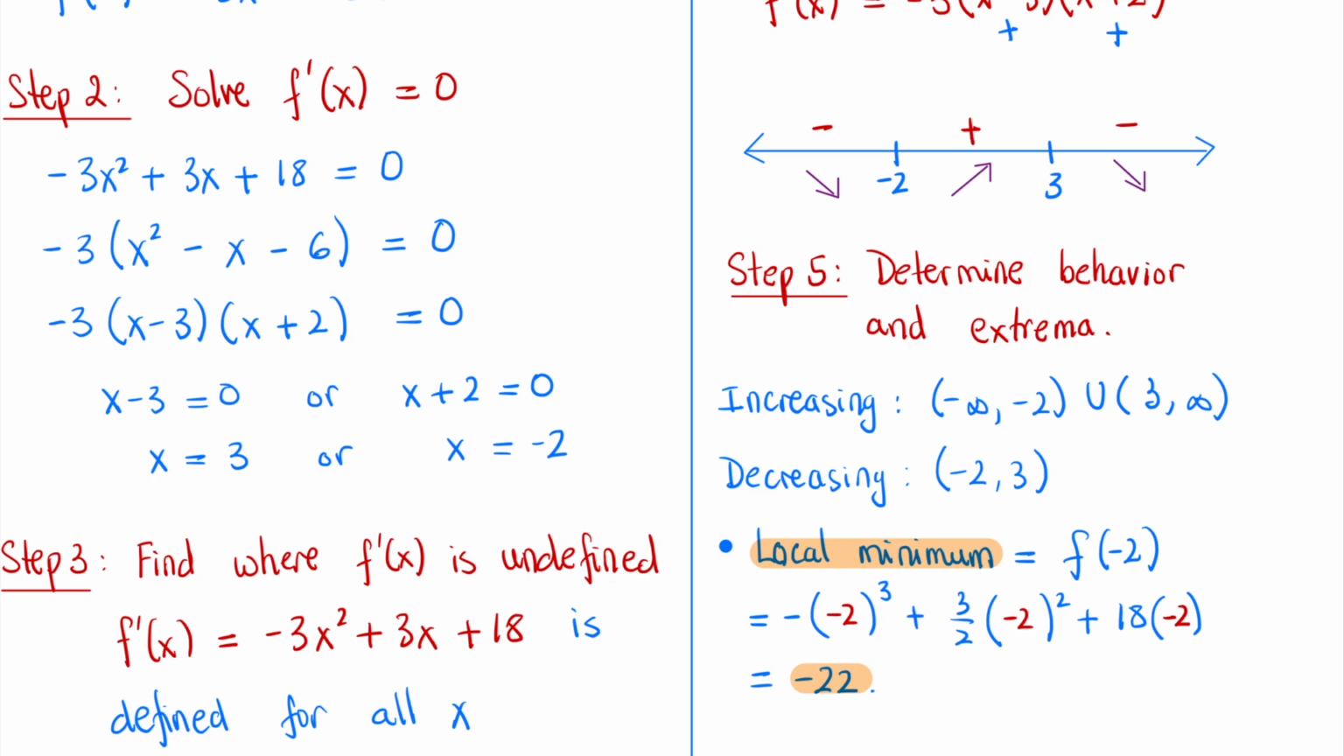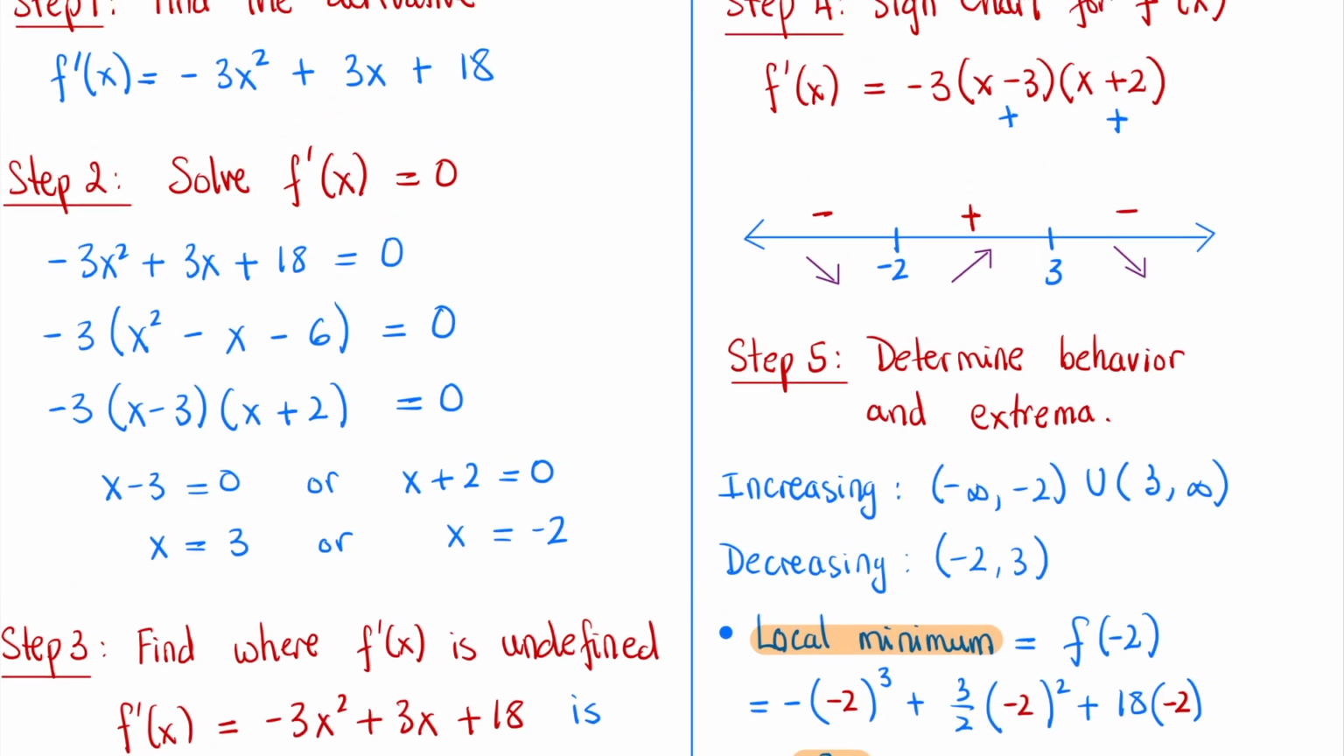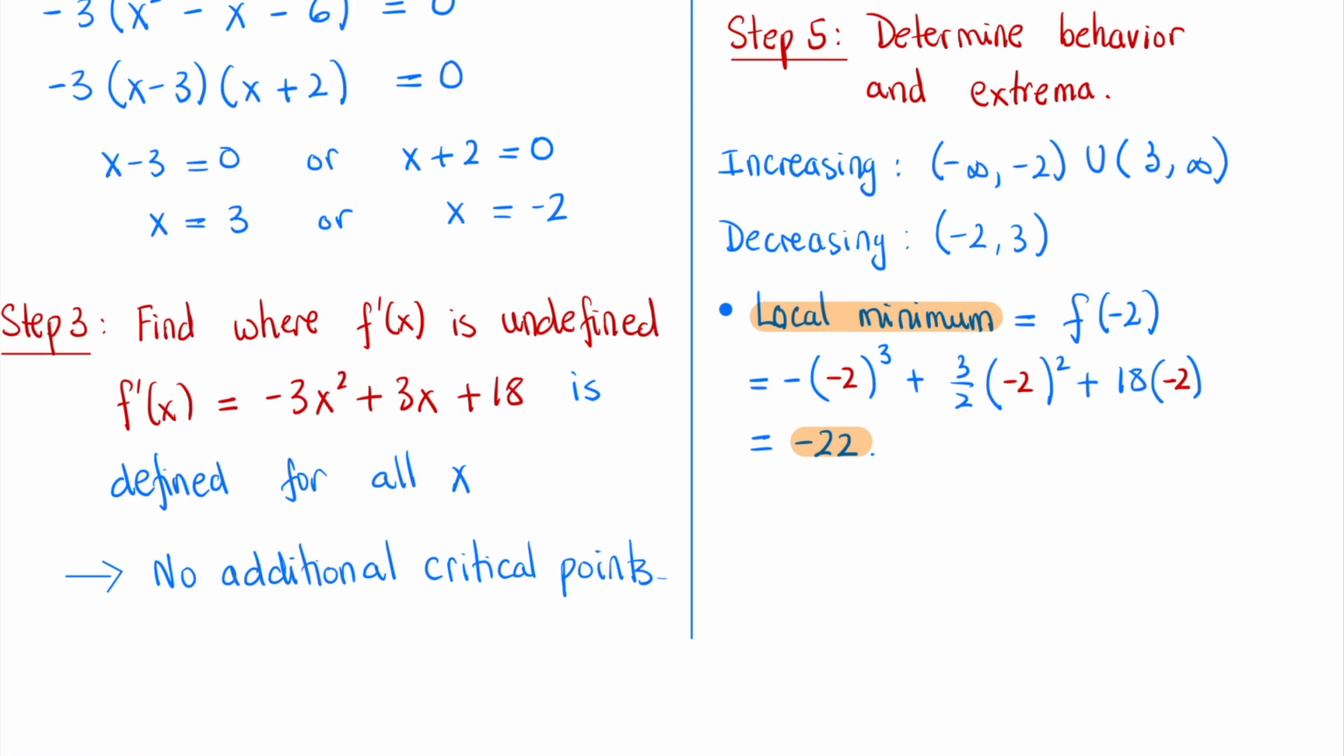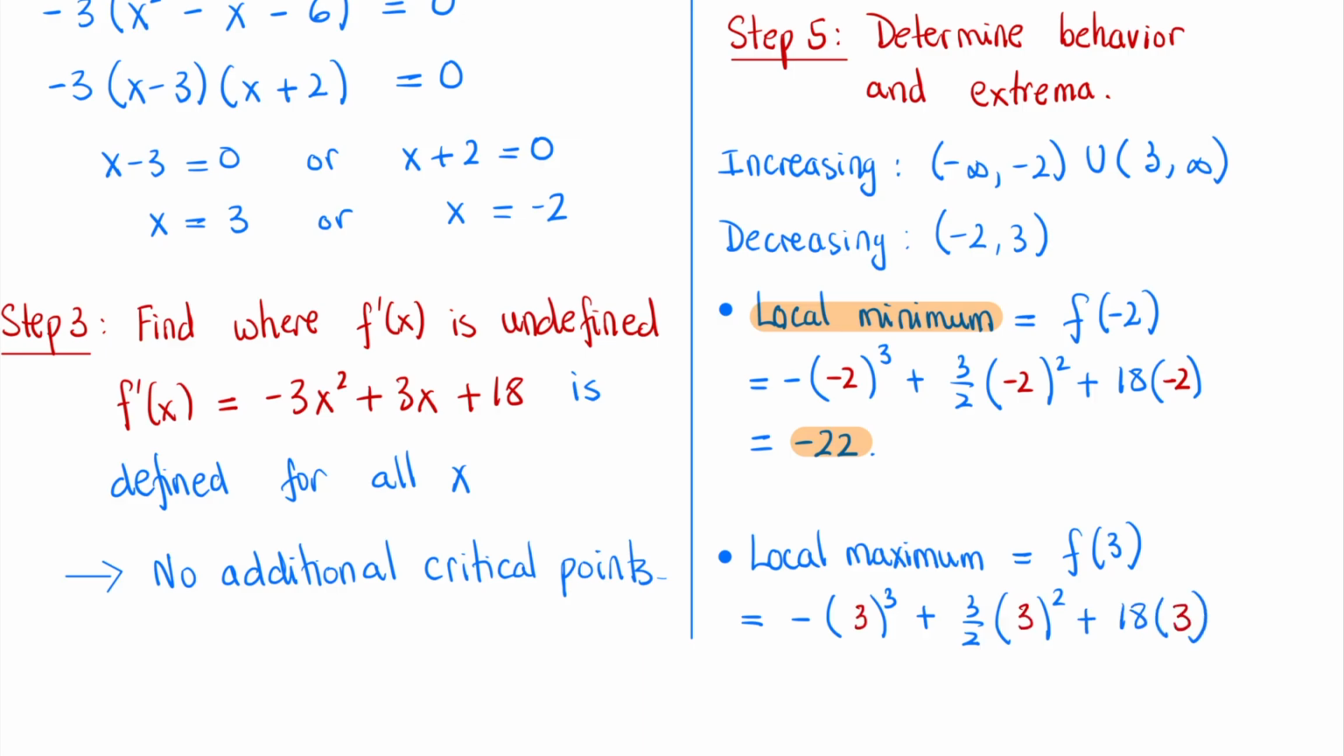Now, at x equals 3, the function goes from increasing to decreasing. So we have a local maximum at x equals 3. To find the actual local maximum value, we need to plug 3 into this function. So we have f of 3 equals negative 3 to the third power plus 3 over 2 times 3 squared plus 18 times 3. And I get 40.5.